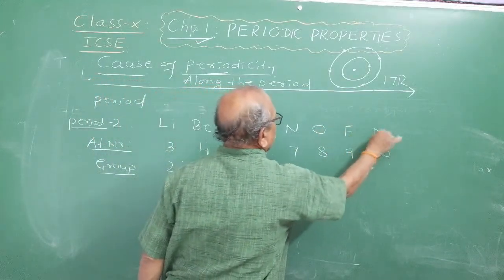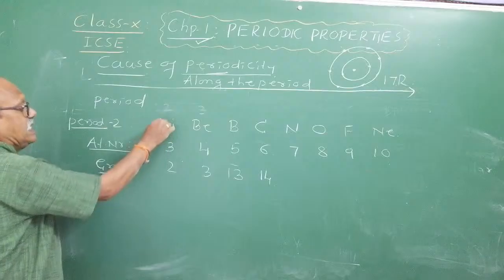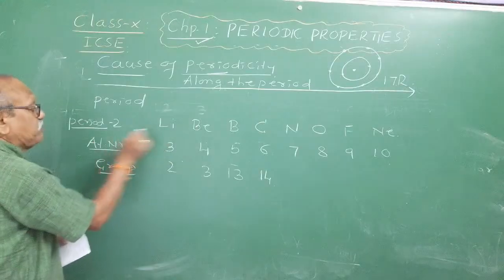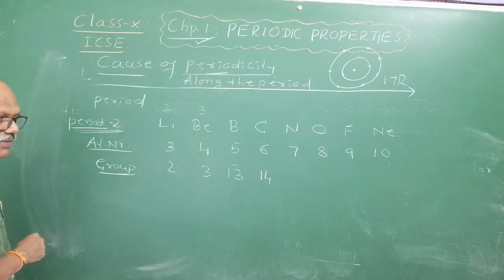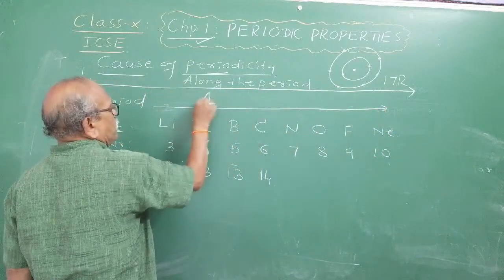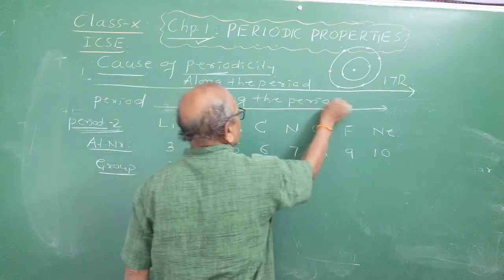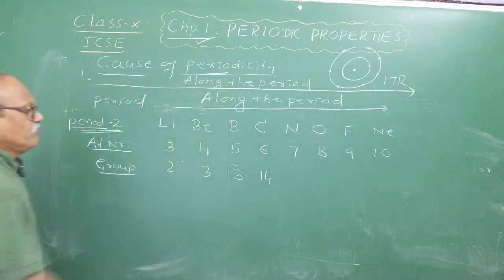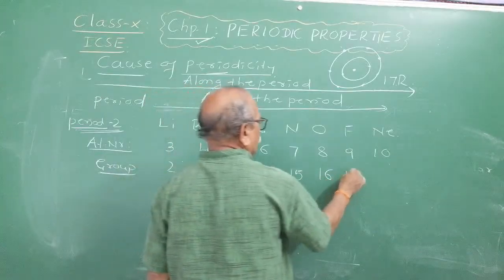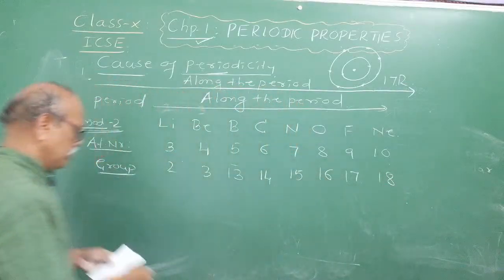Oxygen, fluorine, neon. Observe them. Lithium is placed in group 2. Now group changes, but the period does not change. Period will remain fixed. Are you getting me? Along the period, left to right, you observe one thing. Nitrogen in the modern periodic table is in the 15th group, oxygen is in the 16th group, fluorine is in the 17th group, and neon is in the 18th group.